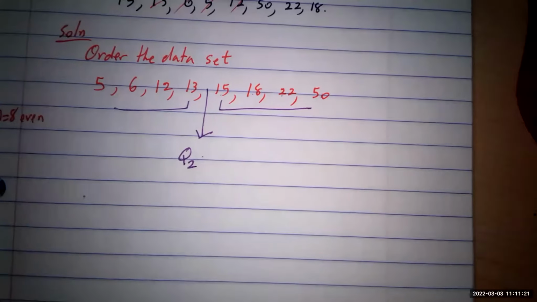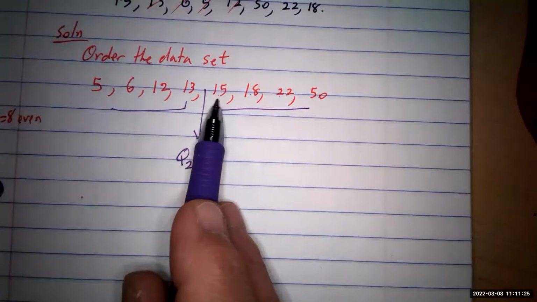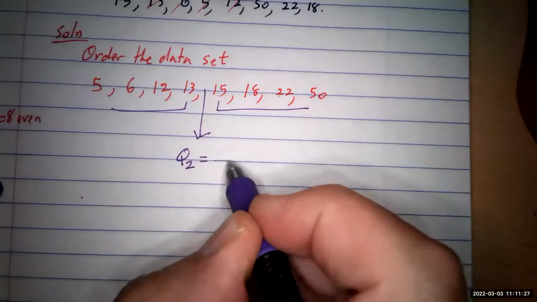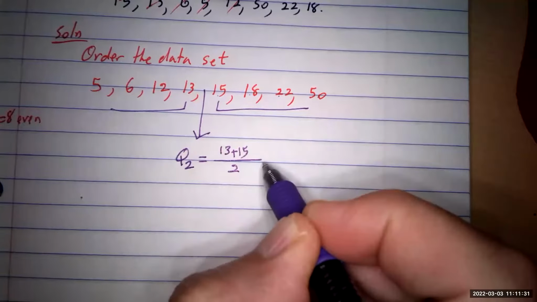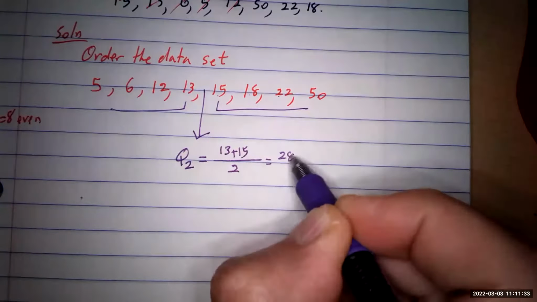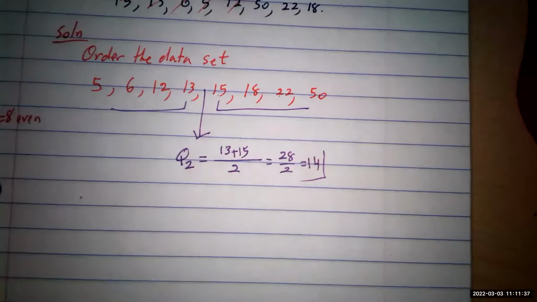So what you do, remember, when we get an even number, we have to find the average of those two central elements. So this is going to be 13 plus 15 divided by 2. That gives you 28 over 2, which is equal to 14. Any question? So we find the median first.